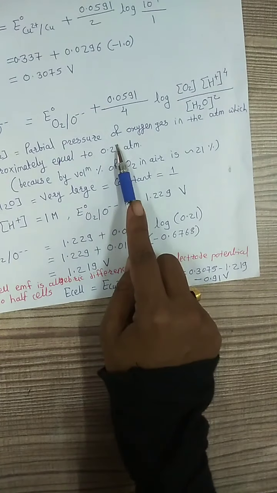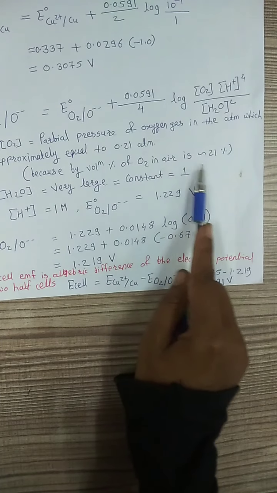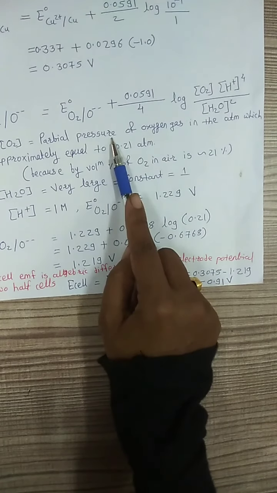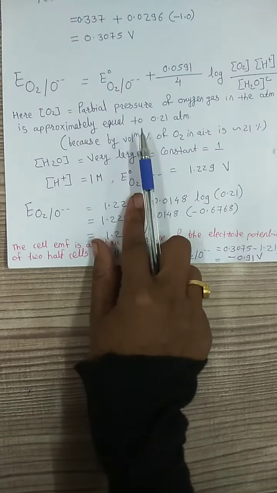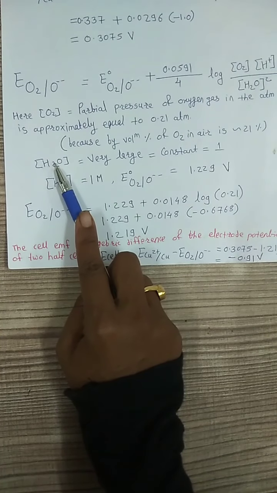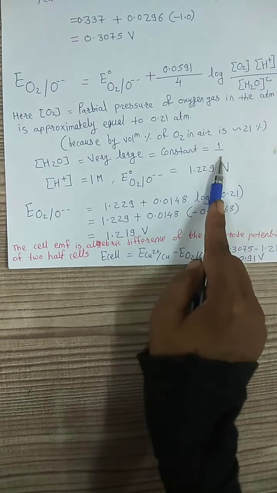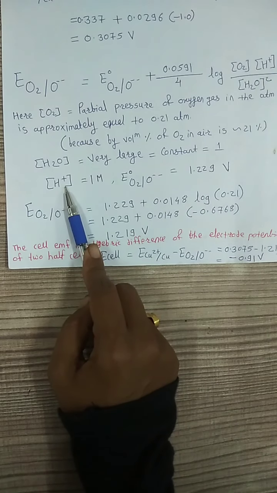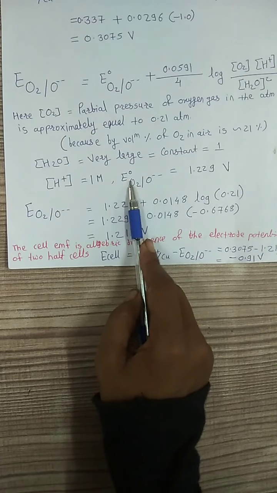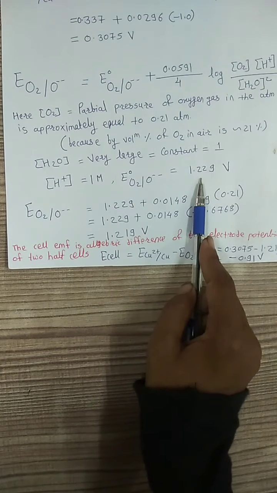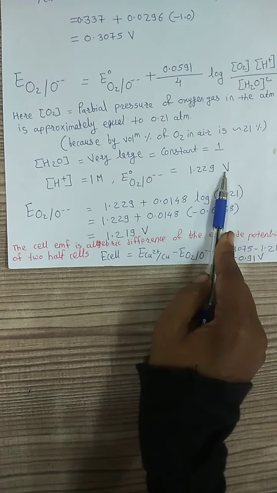Here we are considering the value of 0.21, from what? Because the volume percent of oxygen in the air is 21, and from that we consider the value in the atmosphere of the oxygen as 0.21. You know very well that in that particular reaction, the concentration of water molecule is very large. So it is considered as a constant which is equal to 1. Let us consider the concentration of H plus ion is equal to 1 molar, and standard electrode potential of that oxygen is equal to 1.229 volt. So 1.229 volt is a given value.